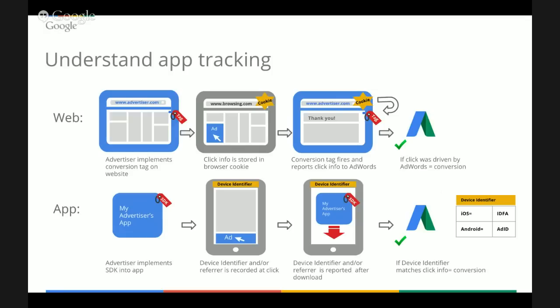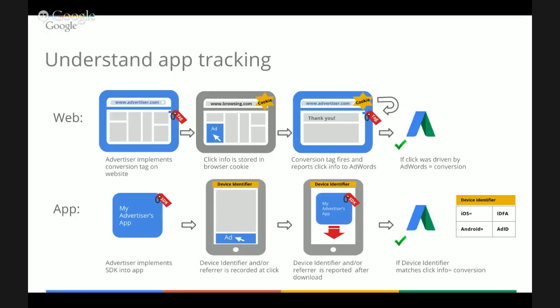With app tracking, it's somewhat more complicated because we have to be sure that the device that was used to click the ad was exactly the device that drove the conversion, whether it's an install or an in-app conversion. To do that, we are using two identifiers, which are called IDFA for iOS and ADID for Android. These identifiers allow us to match the clicks to conversions and hence make sure that it is us who drove your conversion.